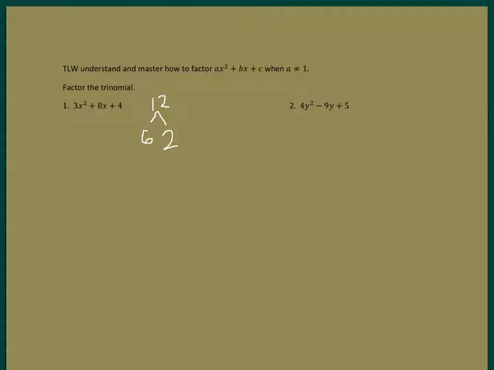Now, this is where you can't do what we did before. You can't do this: x plus 6, x plus 2. Because is x times x 3x squared? No. This is where we have to think. Okay? So you've got to ask yourself, how do you multiply to get 3x squared? Well, the only way is 3x and x.